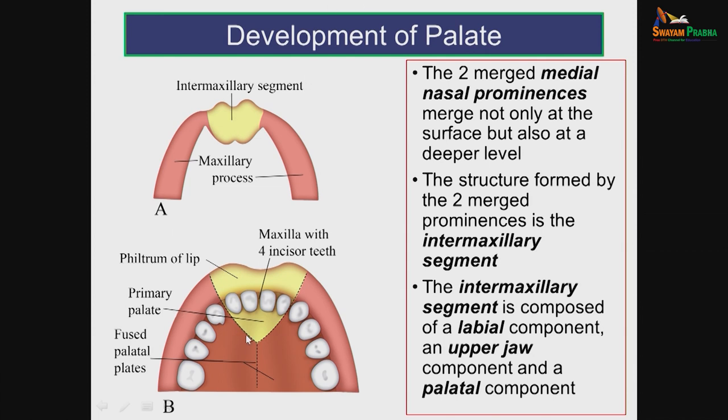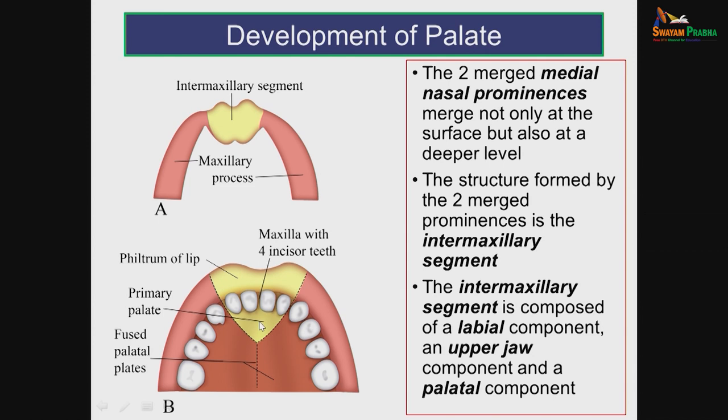If you look at the picture lower down, you can see that the intermaxillary segment has three components. One is the labial component, which is going to form the philtrum of the upper lip, which we have seen already. The next component is the upper jaw component. What you are seeing here is the upper jaw component where you have the incisor teeth. Next, what I am pointing out is the palatal component.